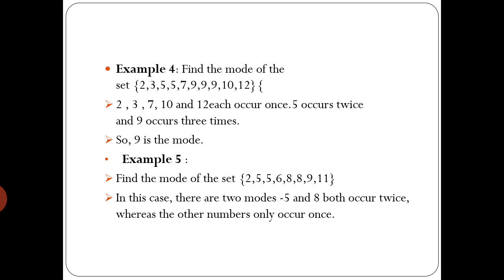One more example we will see. Example 5. Find the mode of the set 2, 5, 5, 6, 8, 8, 9, 11. Again, in this case there are two modes, because 5 and 8 both are repeated 2 times, and the other numbers only 1 time. So there are two modes for this series, 5 and 8 both.